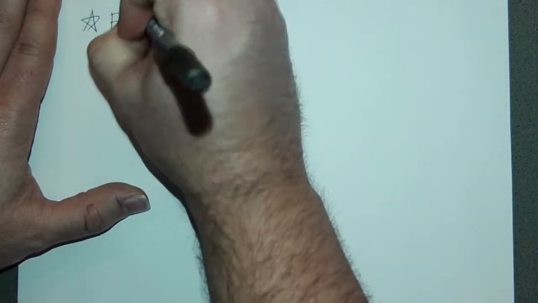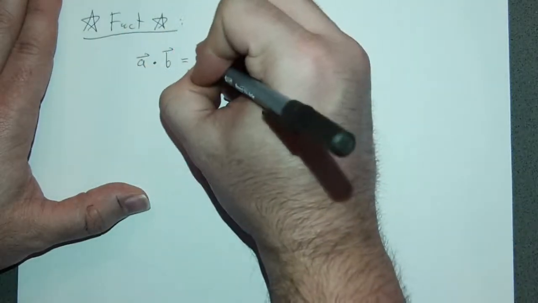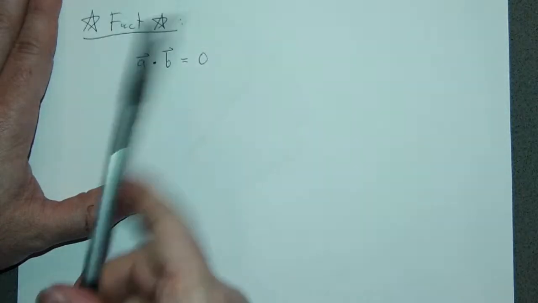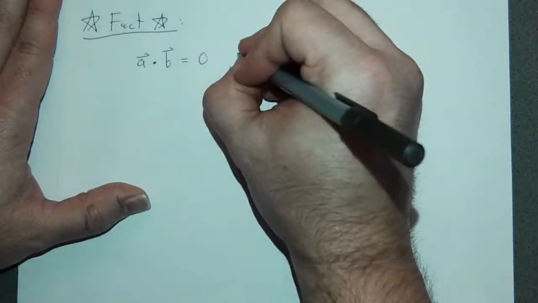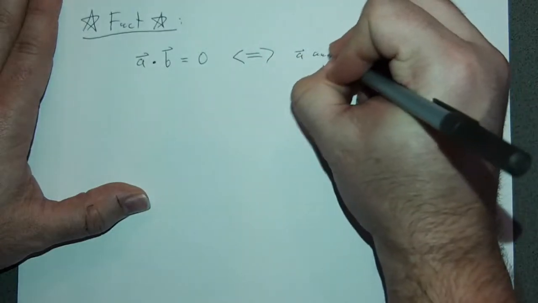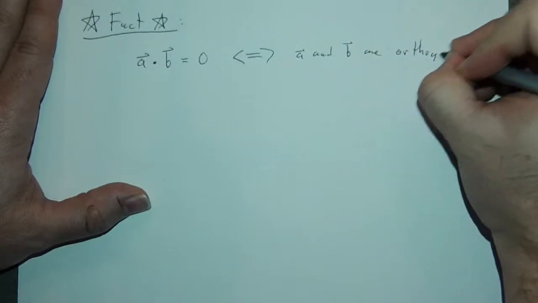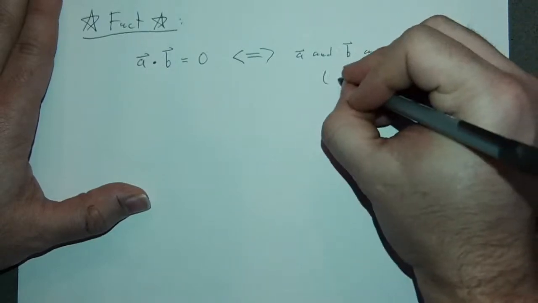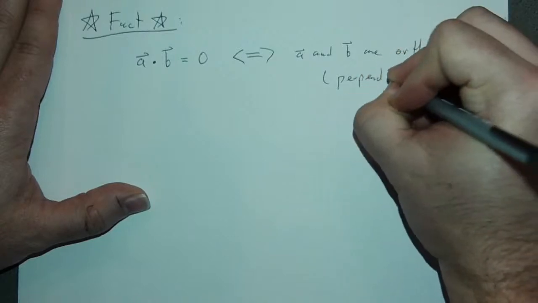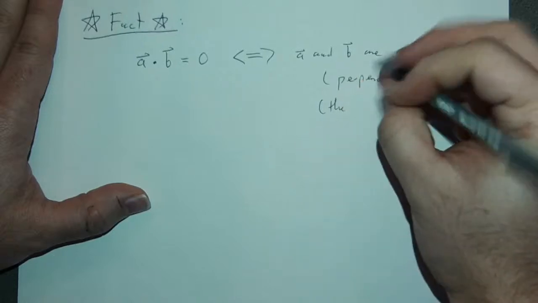So, a big fact which is very, very important: if you dot two vectors, this is 0 if and only if A and B are perpendicular, or orthogonal, which means the angle between them is pi over 2.